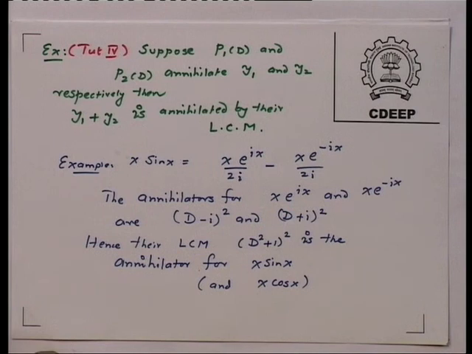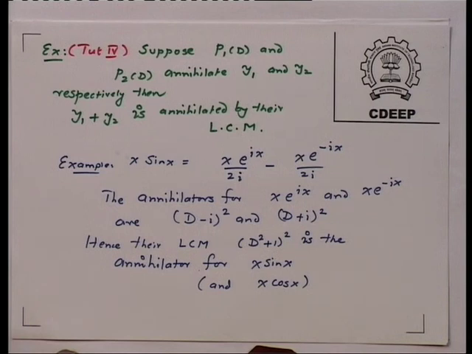Example, let us try to find the annihilator for x sin x. So let us write sin x as e to the power ix minus e to the power minus ix upon 2i. Correct? What is the annihilator for the first term, x e to the power ix? From the previous table, you have it already: (D minus i) the whole squared. The second term is annihilated by what? (D plus i) the whole squared.